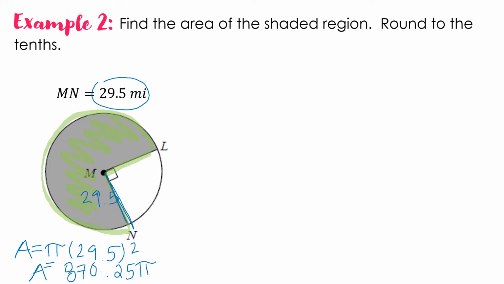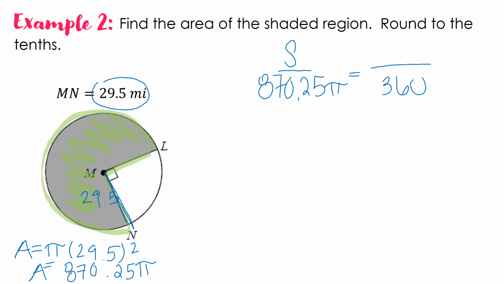So I'm going to set up my proportion. So S over the area, 870.25 pi. We still need to find M over 360. So M is that degree measure of that major arc LN. What I want you to notice is that we do have a right angle on angle M, which means that's 90 degrees. And if that is 90 degrees, then minor arc LN is 90 degrees. And so to find the major arc, you're going to do 360 minus 90, which would be 270.